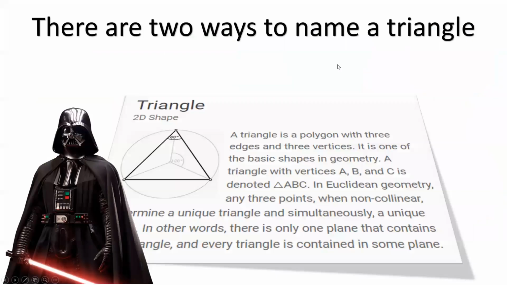Now let's talk about the triangle. Oh. I'm not going to do any Darth Vader right now. So what is a triangle? A triangle is a polygon with 3 edges and 3 vertices. And remember, vertices is a fancy way to say corners. It is one of the most basic shapes in geometry. Perfect. We know what a triangle is.